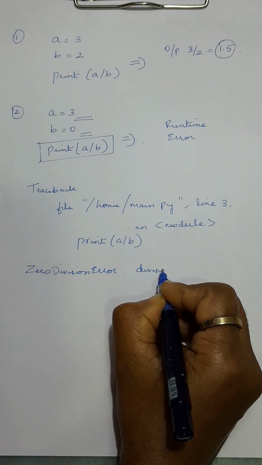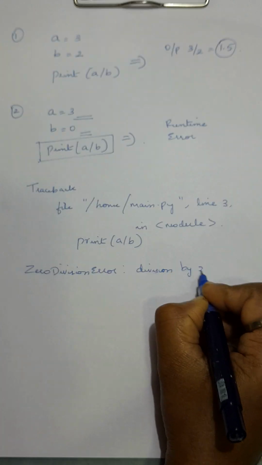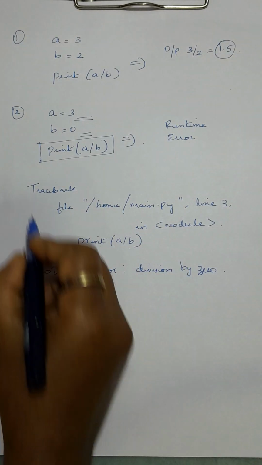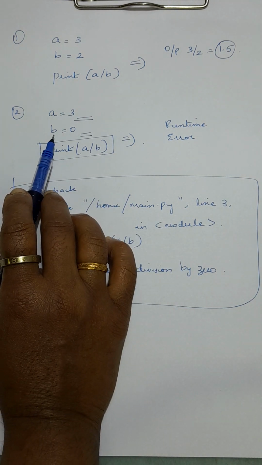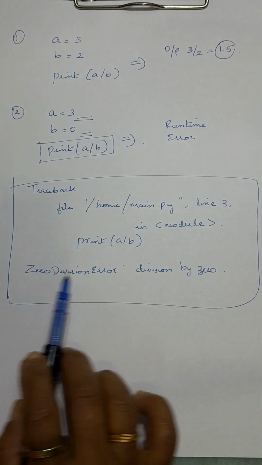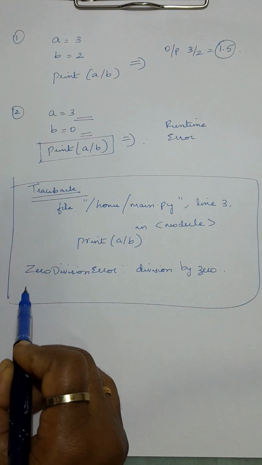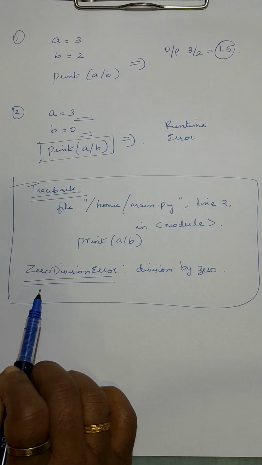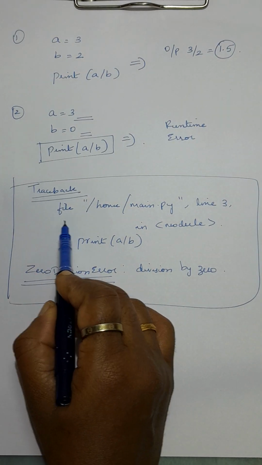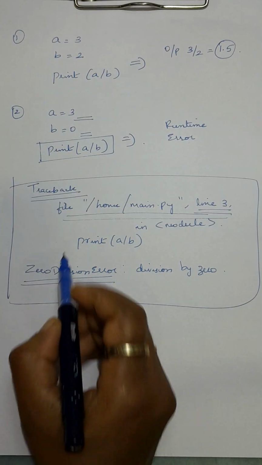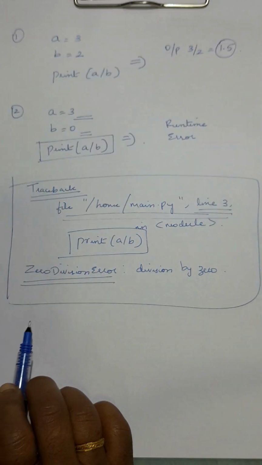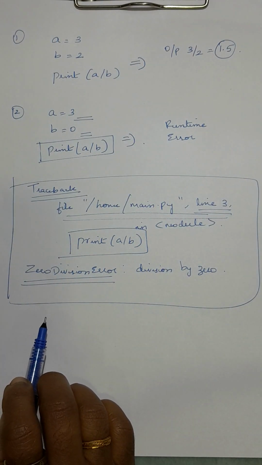Division by 0. So this is the error that will be displayed if we execute this particular code when the denominator value is given as 0. Okay, so traceback, you'll have two parts: the traceback, and what type of error it is. Traceback gives you the entire path, showing at which line number the error occurs and where exactly we have to change in order to stop this type of error.